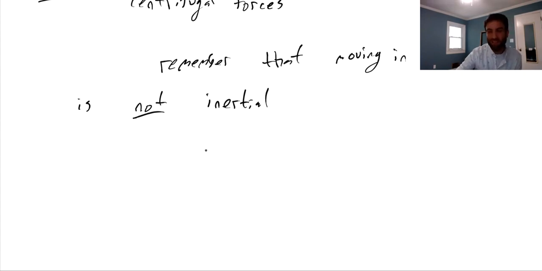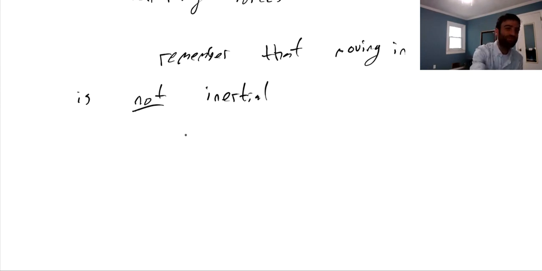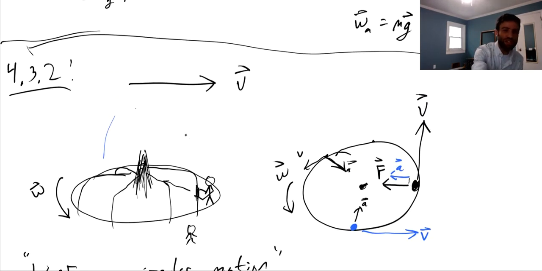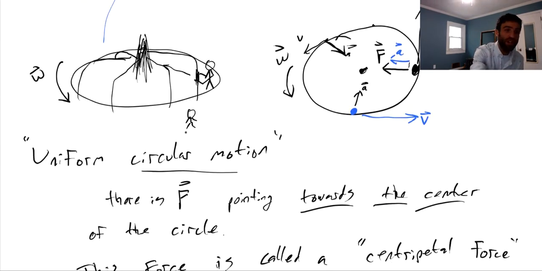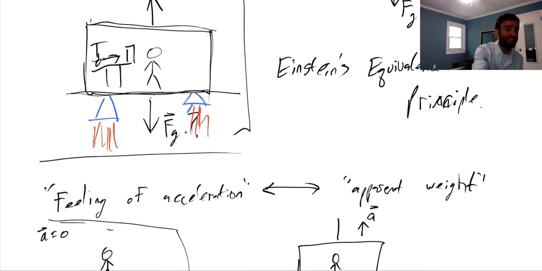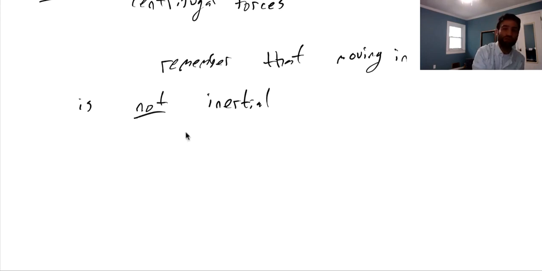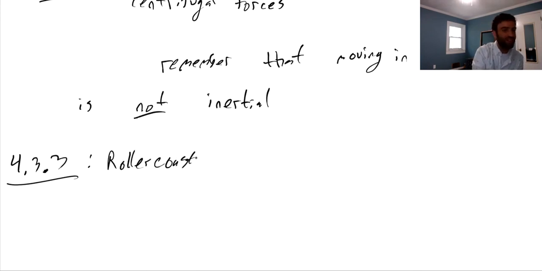Sometimes these fictitious forces are called pseudo-forces, which is just a fun word. But anyway, great. Now that we've talked about moving in a circle and the kinds of forces and accelerations that you go through, together with our discussion of the feeling of acceleration and apparent weights, we can talk about roller coasters and what it's like to ride on one. I don't know, has everyone in class been on a roller coaster? They're fun, I think. They're fun to different people.